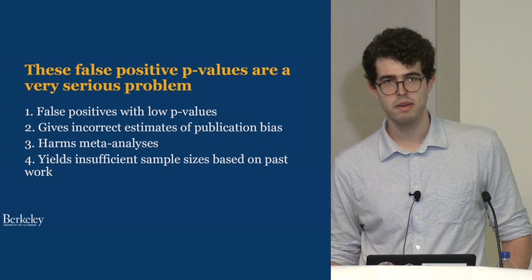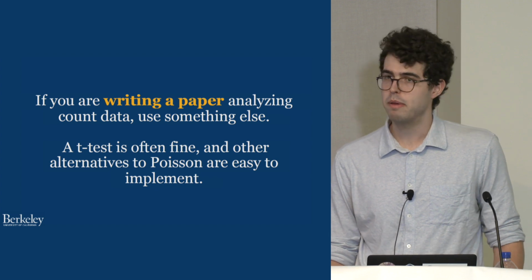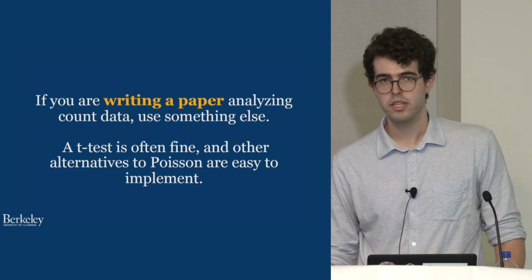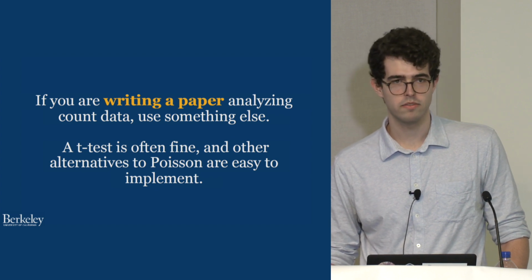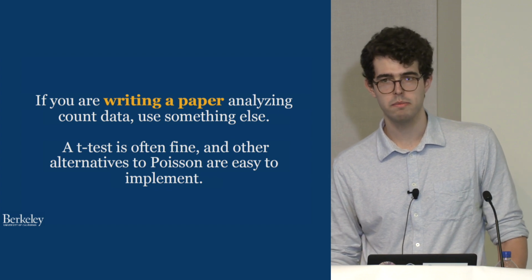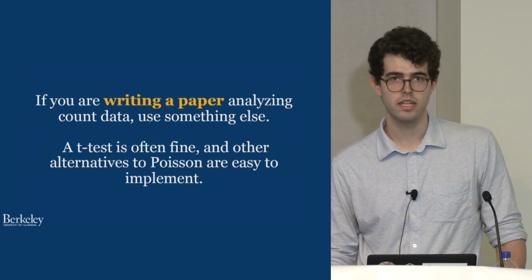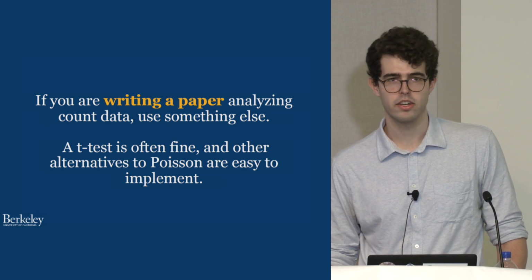So what is the message in relation to Poisson regressions here? If you're writing a paper analyzing count data, use something else. A t-test is often fine if all you're concerned about is false positives and false negatives, and the other alternatives to Poisson are extremely easy to implement. Plenty of examples are in the data and code which we've posted. It's literally just an extra argument to your regression.